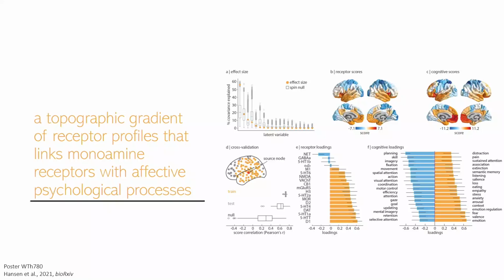And I'm finding that on the receptor side, I'm looking at especially serotonergic and dopaminergic receptors. And on the cognitive loading side, I'm looking at things to do with affective psychological processing. So empathy, stress, anxiety, emotion, et cetera. So this is a nice bridge between these monoamine receptors, these terms to do with affect, and they spatially covary with one another according to this gradient.